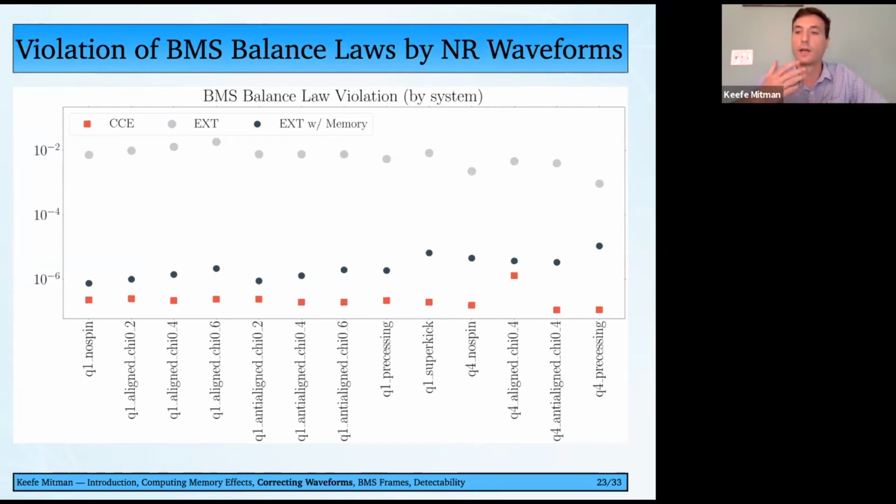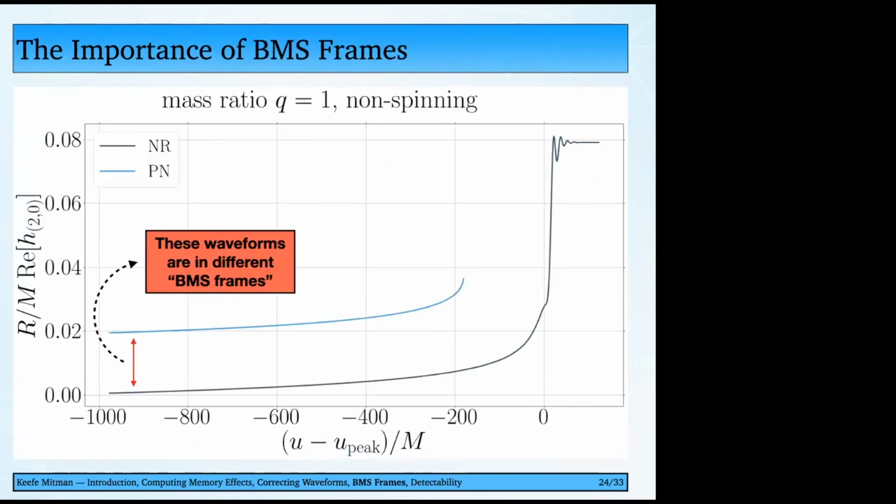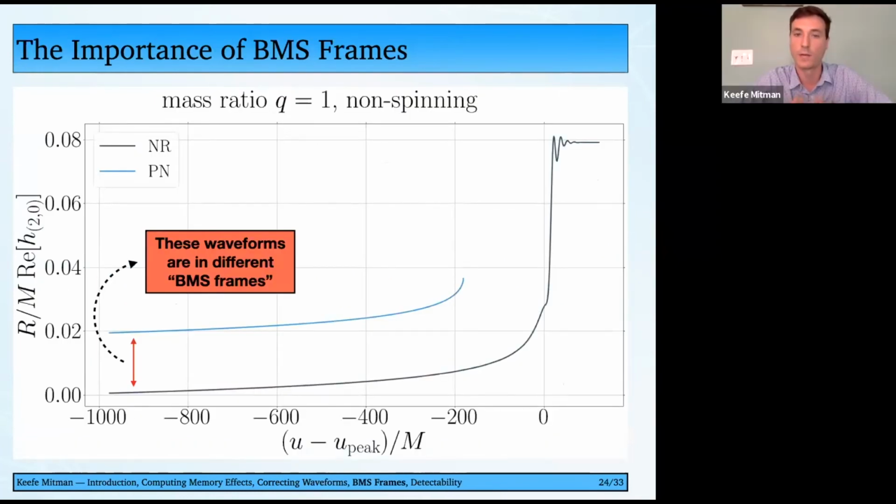Okay, so now to get to the point that was just brought up about these initial null hypersurfaces. Here, again, is the 2-0 mode of an equal mass non-spinning system. In black, I have an NR waveform from CCE, and in blue, I have a post-Newtonian waveform. And what you would notice is that these two are drastically different. And if you didn't have a good understanding of the BMS group or BMS frames, you might say, okay, again, numerical relativity has failed us. Your waveforms don't match expectations.